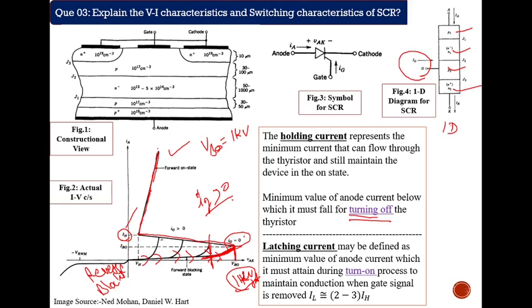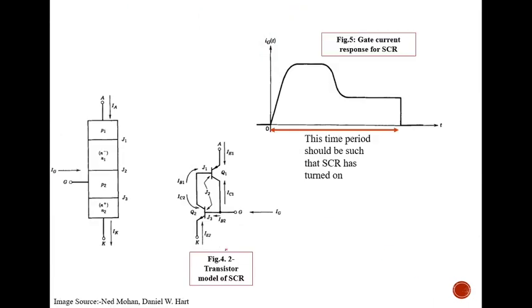And in a similar case, if you are talking about the latching current, the turn on process is involved, and the latching current is equal to 2 to 3 times the holding current. So the latching current is the minimum value of anode current which it must attain during the turn on process to maintain the conduction when the gate signal is removed. What is the meaning of this? Let me clarify more.